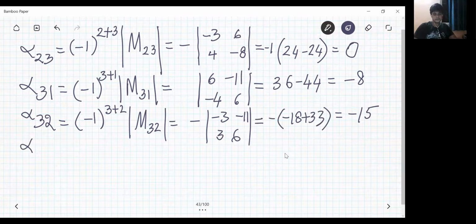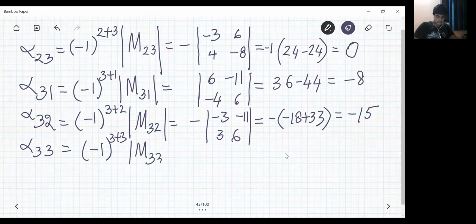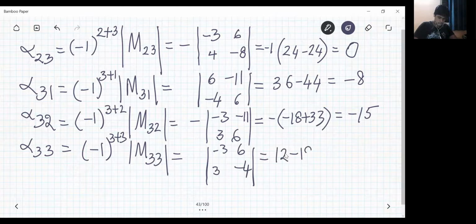Then alpha 33 is minus 1 to the power of 3 plus 3. 3 plus 3 is an even number, and M33. We should ignore the third row, third column. So 3 times 6, minus 3 times 4, gives 12 minus 18, which is equal to minus 6.